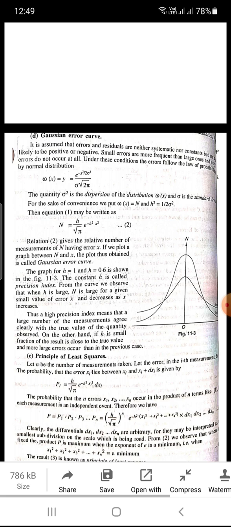Now suppose we plot a graph between capital N and x, the plot thus obtained is called the Gaussian error curve. Here you can see the graph. This graph for h is equal to 1 and h is equal to 0.6 is shown in this figure. From the curve we observe that when h is large, N is large for a given small value of x and decreases as x increases.